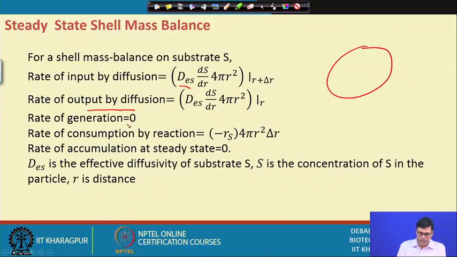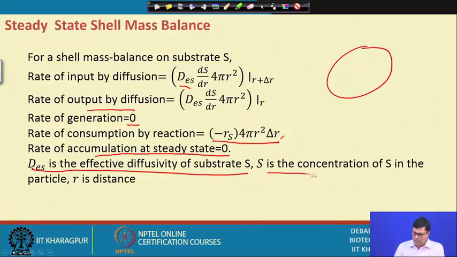The rate of generation is equal to 0, since the substrate is diffusing. The rate of consumption I can assume as minus r, which is the rate of reaction into volume, and this is 4 pi r square into del r, which is nothing but the volume. The rate of accumulation at steady state condition is 0, and DeS is the effective diffusivity of the substrate S. S is the concentration of substrate in the particle, and r is the distance.